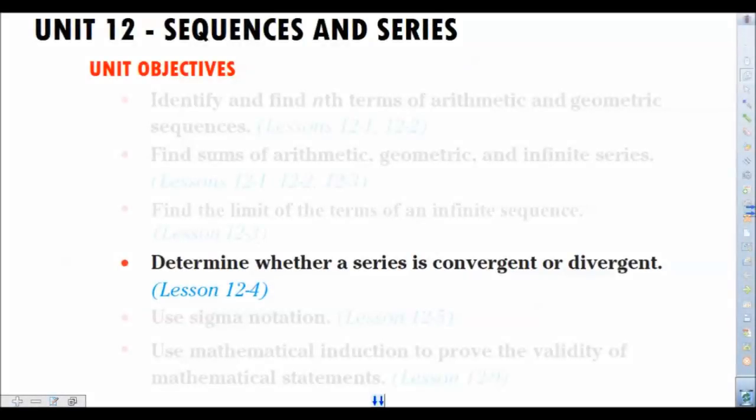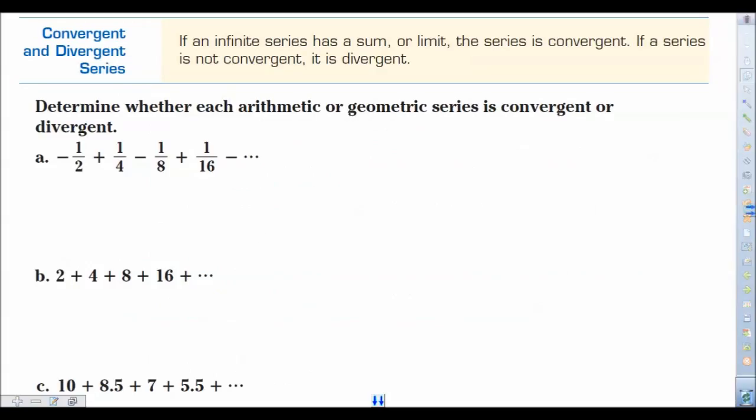Alright, so let's take a look at 12.4, which is determining whether a series is convergent or divergent. We're not going to go into this one in too much detail. There's really only one key thing to focus on when it comes to determining whether or not a series is convergent or divergent. And it really just boils down to whether or not the series has a sum. If you can figure out if the series has a sum, then it's going to be convergent.